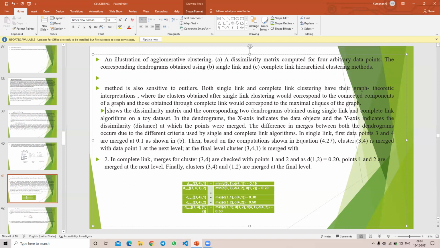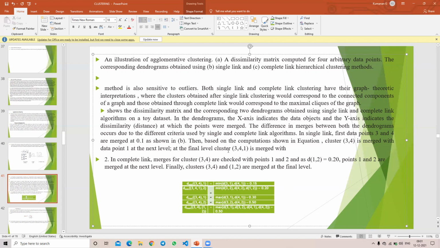The difference in merges between both the dendrograms occurs due to the different criteria used by the single and complete algorithms. In single link, first data points 3 and 4 are merged at 0.1. Then, based on the computation shown in this equation, cluster 3,4 is merged with data point 1 at the next level. At the final level, cluster 3,4,1 is merged with 2.